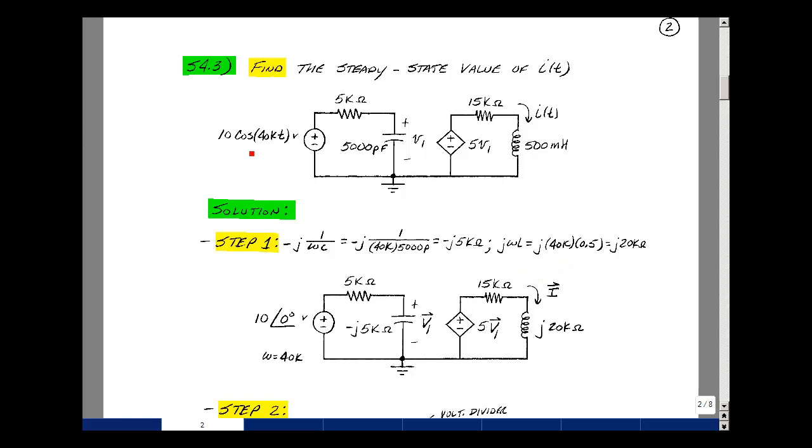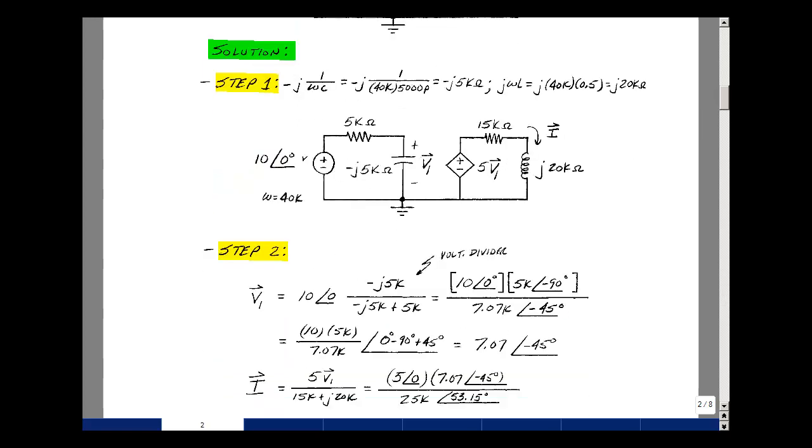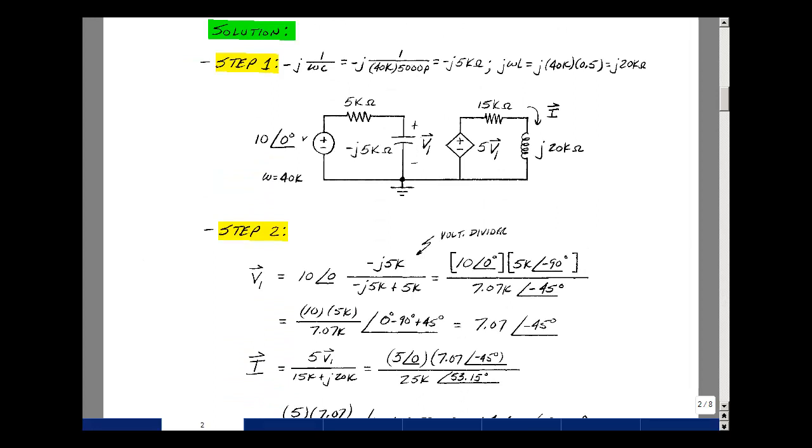My voltage source was a cosine function with an angle of 0 and a magnitude of 10. Write down my value of omega here just to remember that. The resistor is still a resistor, and here's my capacitor whose impedance is minus j 5k ohms, and my inductance, which is j 20k ohms. Step 2 is to do the analysis in the frequency domain.